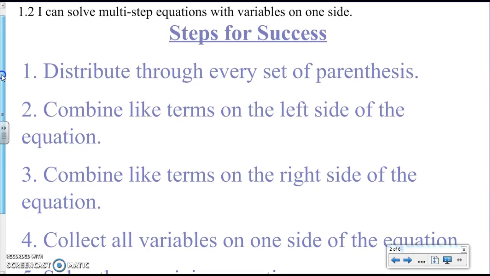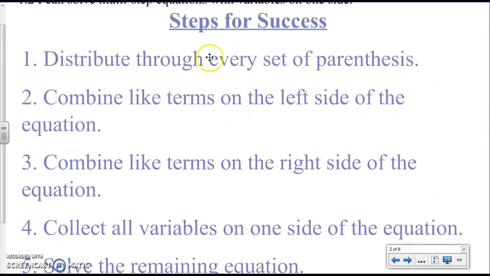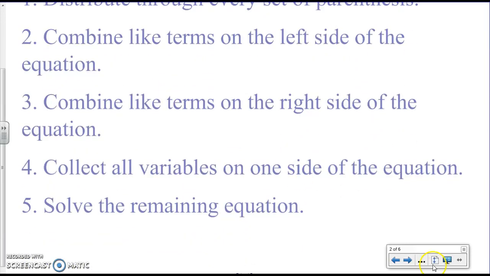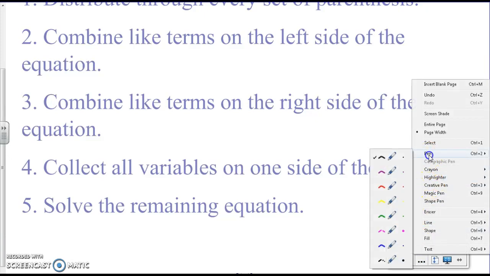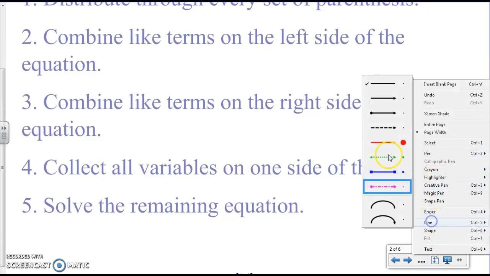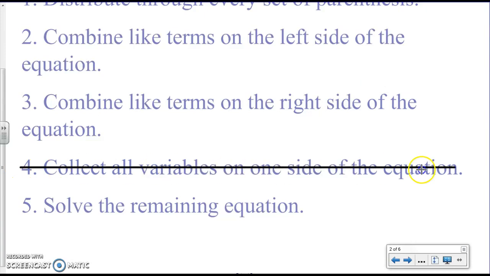So if you remember from the last video, we had some steps for success. We crossed out number 1 because I told you we didn't have to distribute. There weren't going to be any parentheses. Today we're going to do that. Then we are going to combine like terms on the left side or on the right side or both. And then step 4, collecting all the variables on one side. We're still not going to do that yet. So I'm going to go ahead and put a line right through it. We don't need to worry about that. And then you're just going to solve the remaining equation.